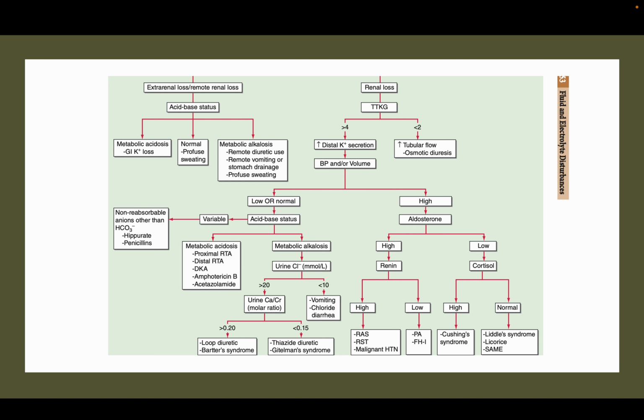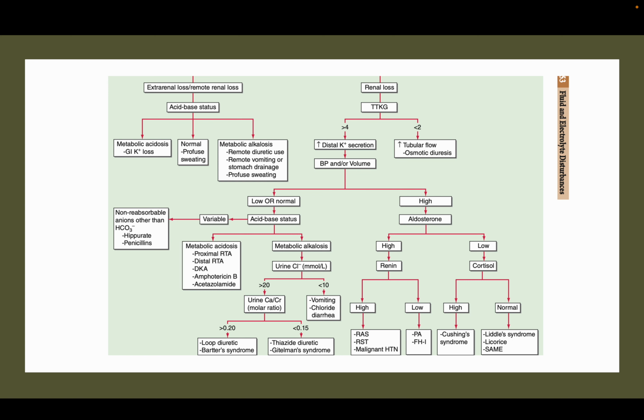Then you check the BP. If BP is low or normal, you check the ABG. If acidosis is present, it is a proximal RTA or distal RTA, or diabetic ketoacidosis. Amphotericin B and acetazolamide also cause RTA, because they act at the tubular level only. They cause distal or proximal RTA. That is how they cause the metabolic acidosis.